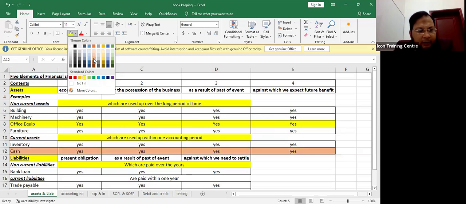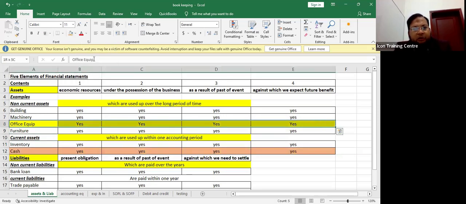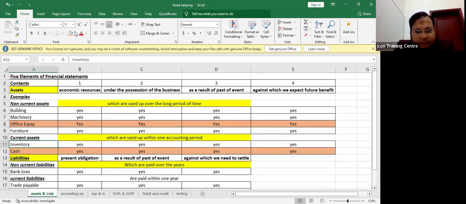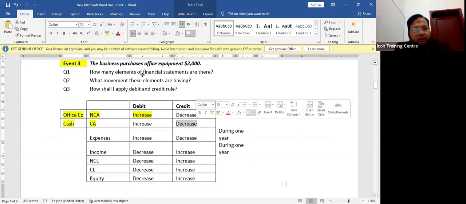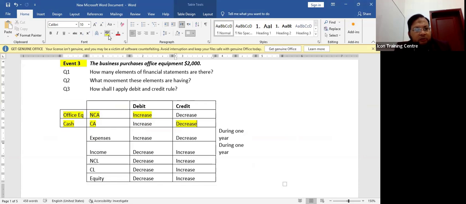So again, cash is fulfilling our definition of asset, but the important thing is that it is our current asset. Now, if we do the content analysis of this transaction, we have office equipment, which is our non-current asset, and it is increasing. It is increasing by how much? $2,000. And at the same time, we have cash, which is our current asset. But this is not increasing, rather it is decreasing. So we will decrease it. So we have defined what movement these elements have. Office equipment is increasing, cash decreasing.